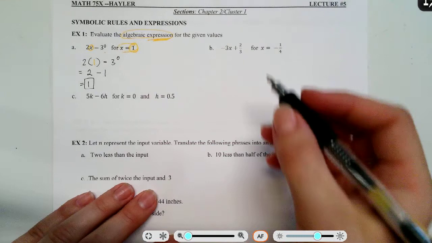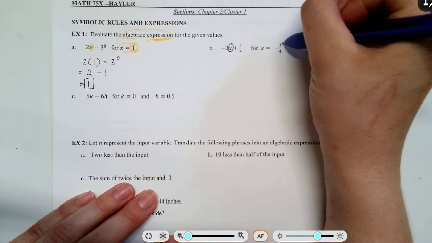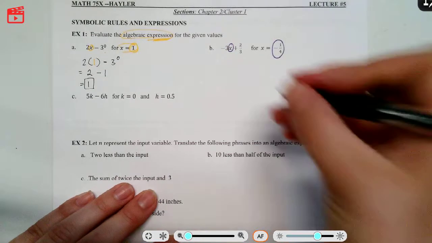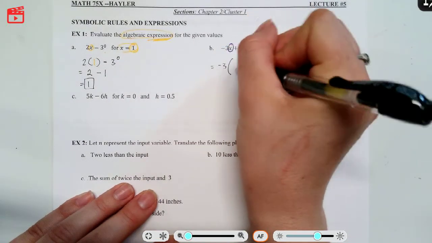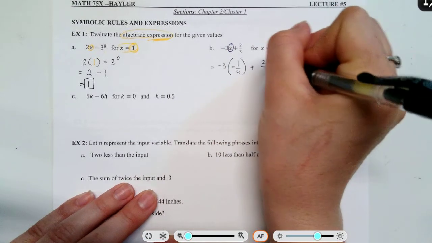Next one. So go ahead and try to see if you can plug in the value first, and then check back in with me in a second. Alright, so now we're going to replace x with negative 1/4. So that's going to be negative 3 times negative 1/4 plus 2/3.